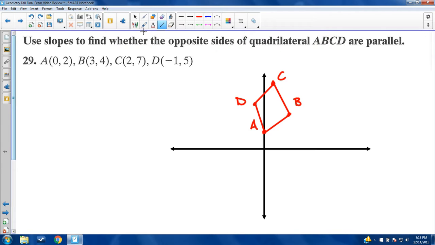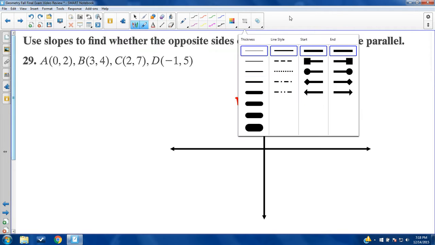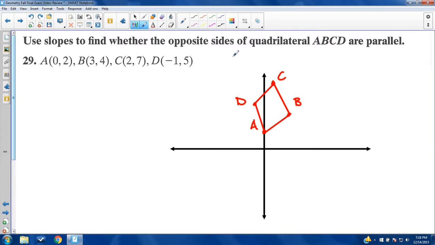How do we do that? We have to find the slope between 2 points. So what I have to do here is compare the slopes. And the other reason to draw is to figure out which slopes to compare. For instance, I have to compare the slope of AB and the slope of CD. If those are the same slope, then the lines are parallel. Then I have to compare the slope of AD with the slope of BC. If those slopes are the same, then the lines are parallel.